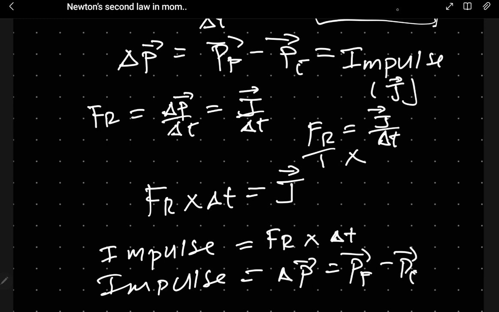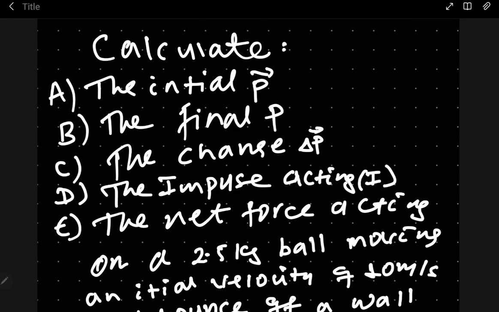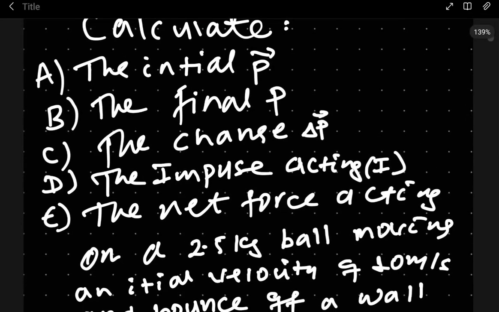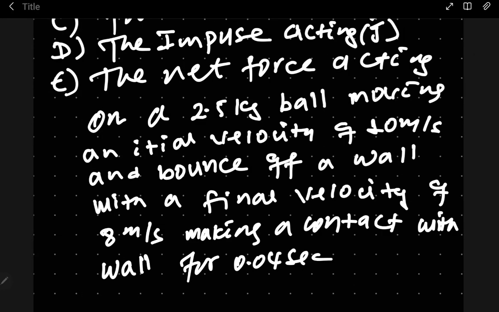Let's develop this with numerical examples. In this specific problem, we are required to calculate the initial momentum, P initial, the final momentum, P final, the change in P, which is also called J. We will see this later on. Then the impulse and the net force acting on a 2.5 kilogram ball moving with an initial velocity of 10 meters per second and bouncing off a wall with a final velocity of 8 meters per second, making contact with the wall for 0.04 second. Let's dive in.